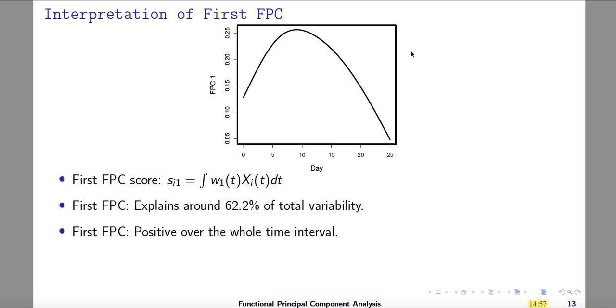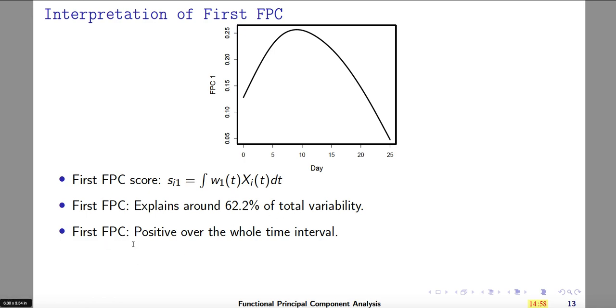So let's look at it before we go in. This is the first FPC. I plot this here again, and let's look at the formula for the FPC score. The FPC score S sub i1 is equal to the integral of W1(t) times Xi(t) dt, right? You can find that this first FPC explains around 62% of the total variability. I will explain later how we calculate the 62%.